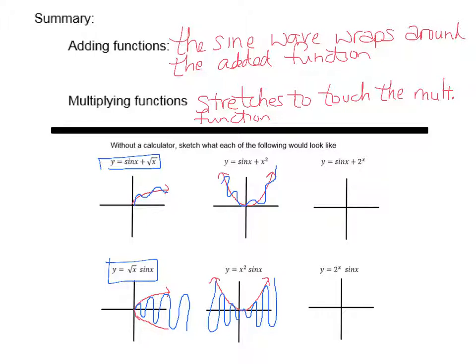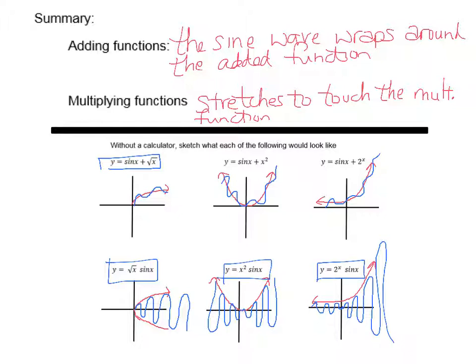Last one. We have a 2 to the x. That's exponential growth. Exponential growth looks like this. If I'm going to add the sine function to that, it's going to wrap around it. And if I'm going to multiply it, it makes it stretch. And so forth. Down here, I'm not going to see as much going on. All right, so that's the gist of what we did in class on 4.6.